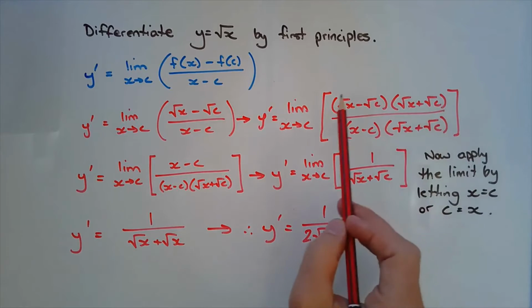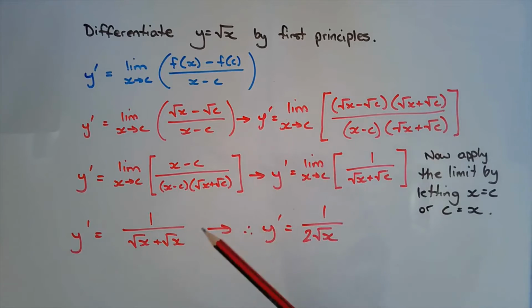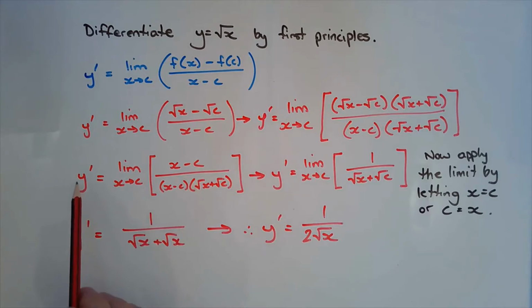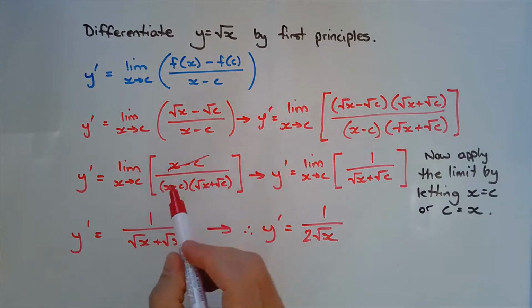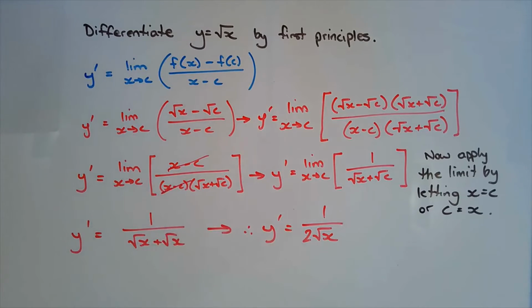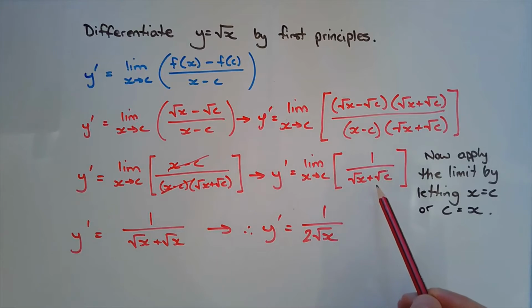So now notice that you have a difference of 2 squares in the numerator there. So that's a nice consequence of multiplying by the conjugate. It'll rationalize the numerator. So what you end up with here then is y dash equals the limit as x approaches c of x minus c over x minus c multiplied by the square root of x plus the square root of c. Now you'll have a nice thing occurring here, which is the numerator will cancel with the factor x minus c in the denominator, and then you end up with y dash equals the limit as x approaches c of 1 over square root of x plus the square root of c.